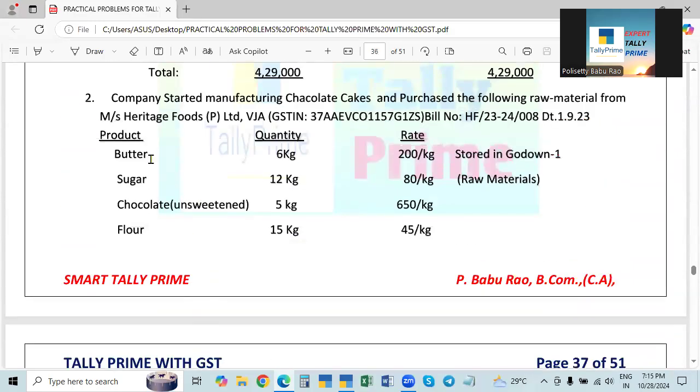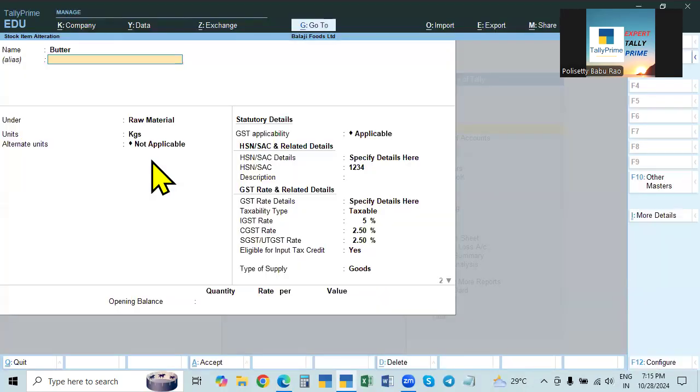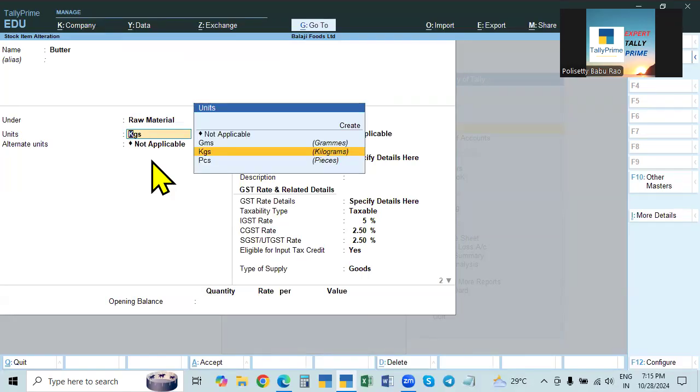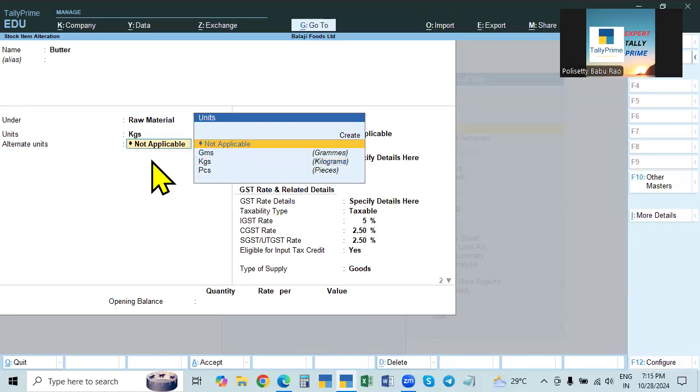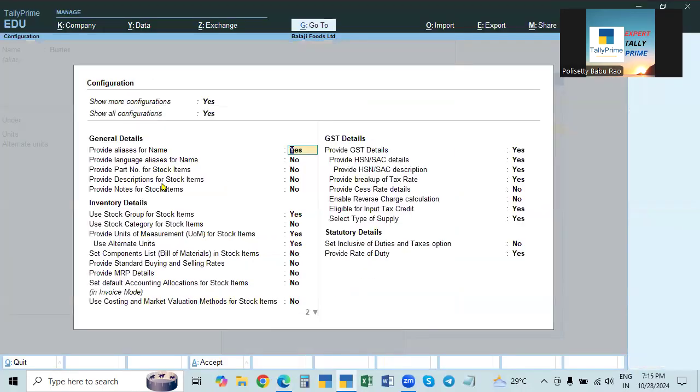So first of all, you take up butter. You will say butter. So all the material purchasing is raw material, so it comes under raw material. The main unit is kg. And now here, I will tell you.